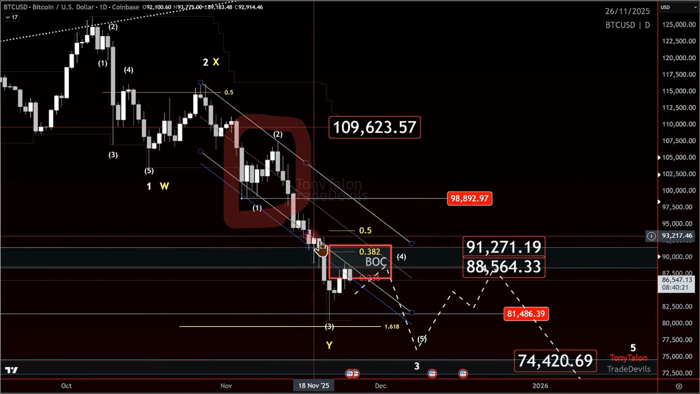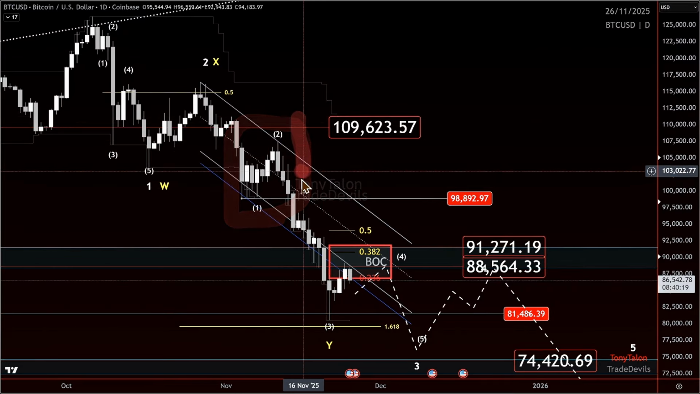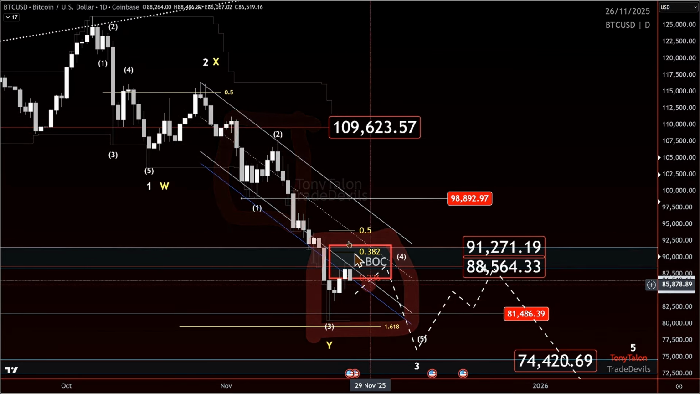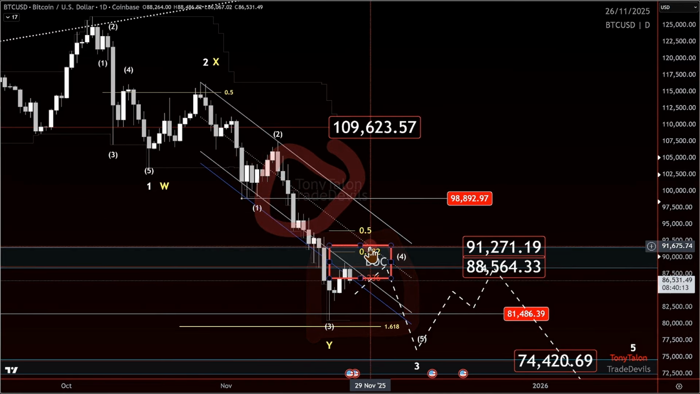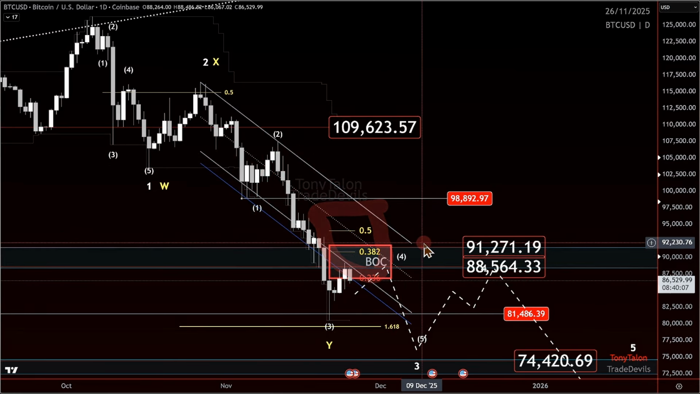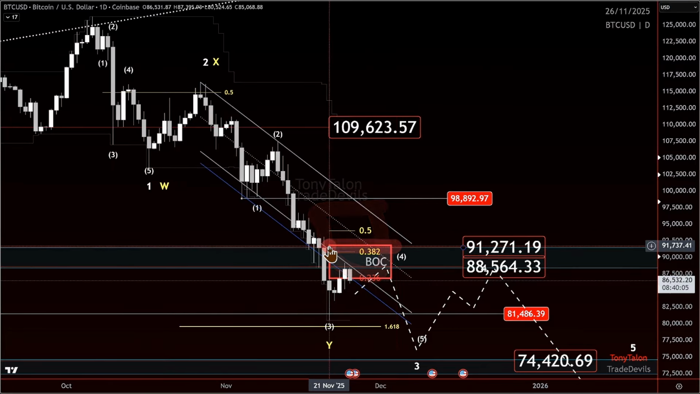Alternation, the guideline of alternation. If this is a sharp correction, we're looking for a sideways correction down in the wave 4. We can use our channels here, which has reacted as well. And then, of course, we can use the fibs and everything else to look for the wave 4, the most likely target being the 382.